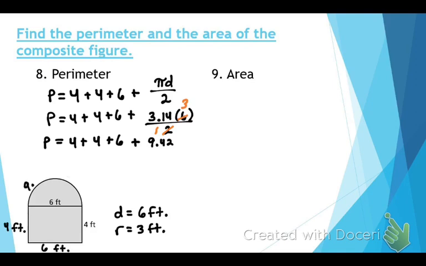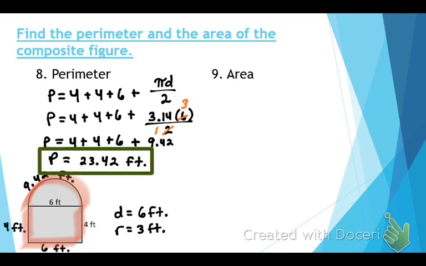So what you just figured out right there, this question mark we had at the top, that distance is 9.42 feet. So now we are ready to add the 4, the 6, and the 9.42. When you do that, what do you get? 23.42 feet. Should I square my units? No, why not? Because you're not finding area. I'm finding the perimeter, I'm not finding the area.